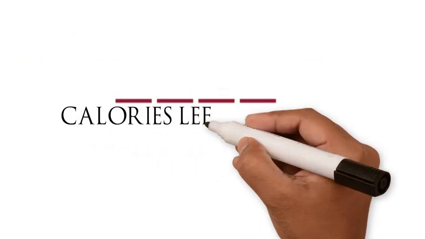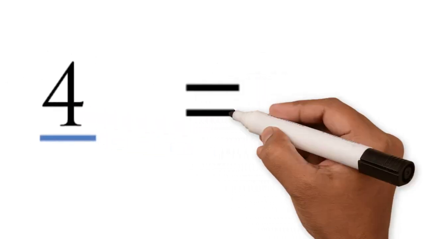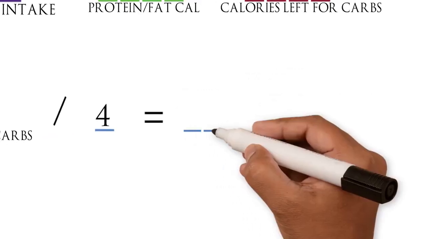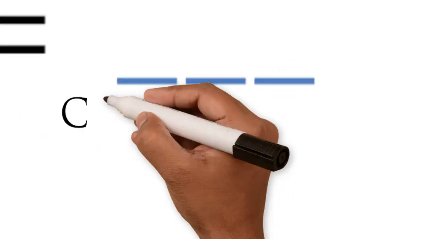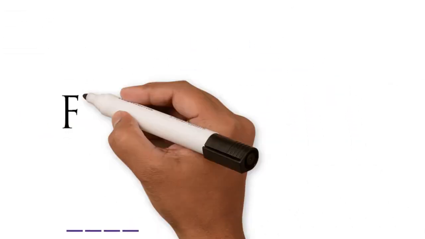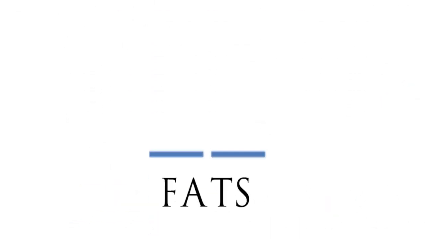Now, you're going to use this number, the calories left over for your carbs, and divide it by its caloric value, being 4. This will give you your final result on how many carbs you're going to be intaking. Now, this should be your final result: your daily caloric intake, your fats, your carbs, and your protein.